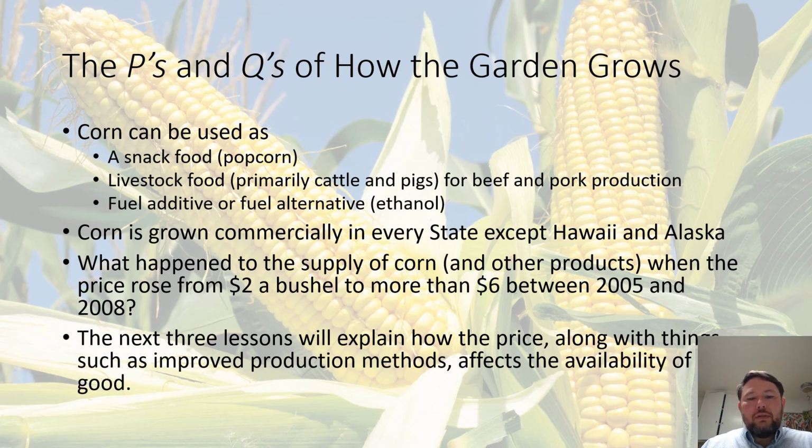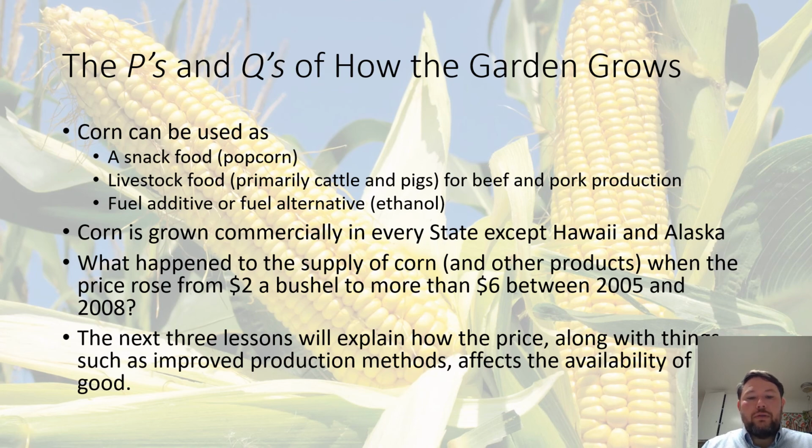So if we were to look at the supply of corn, we would see that it has increased greatly over time, and in particular, there is a huge jump between 2005 and 2008. So the question is, what happened to the supply of corn when the price rose, in this case from $2 a bushel in 2005 to $6 a bushel in 2008? Well, the answer is quite simple.